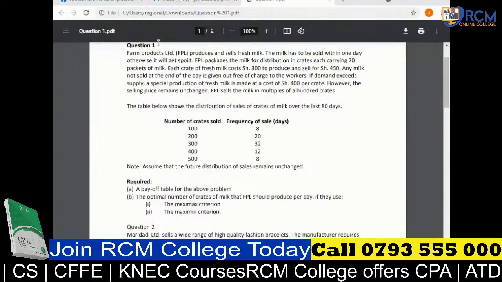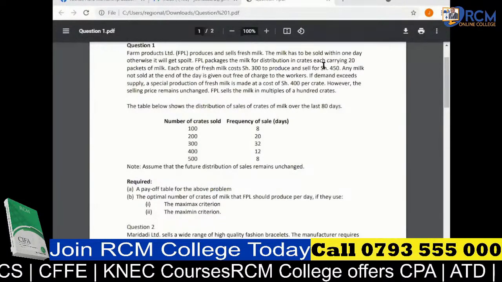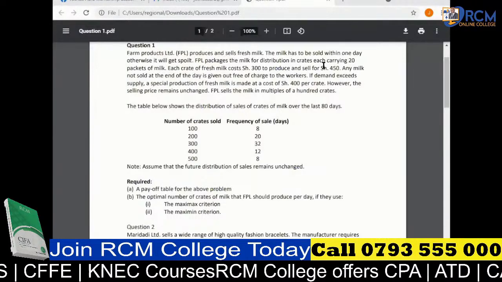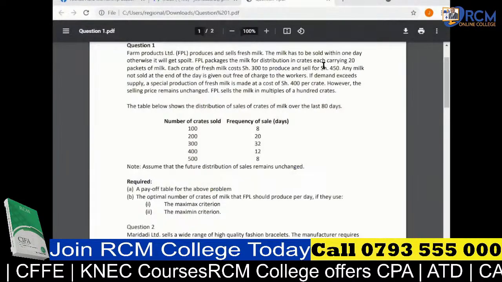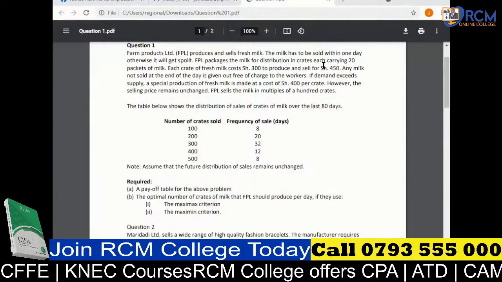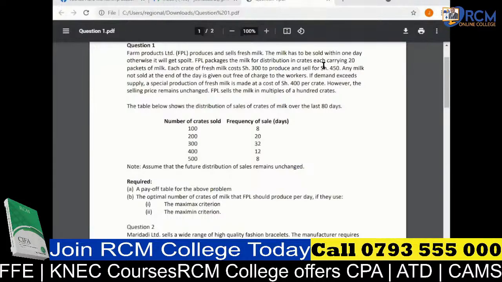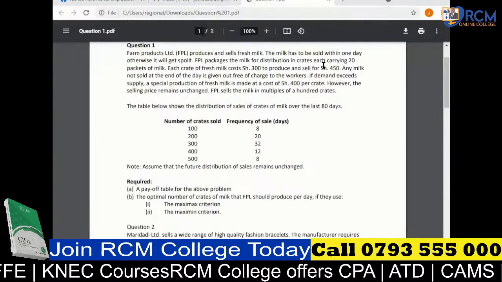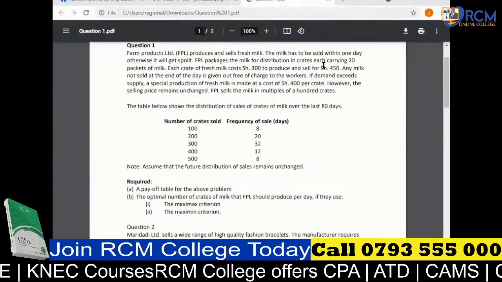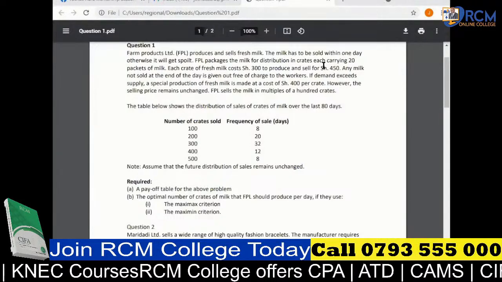So, ladies and gentlemen, we can now read here. We are told Farm Products Limited produces and sells fresh milk. The milk has to be sold within one day, otherwise it will get spoiled. FPL packages the milk for distribution in crates, each carrying 20 packets of milk. Each crate costs 300 to produce and sells for 450, quite a good profit margin, 150 shillings per crate profit. Any milk not sold at the end of the day is given out free of charge to the workers. This is quite a bad policy.